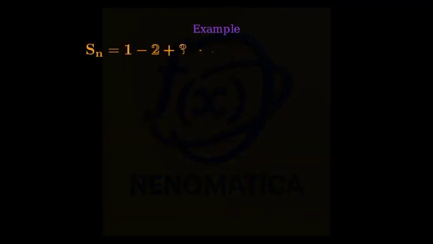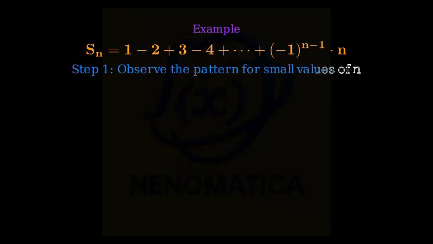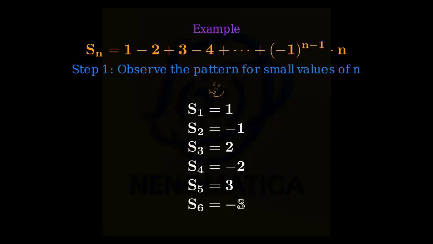Example. Our goal is to find a closed form for the alternating series s sub n equals 1 minus 2 plus 3 minus 4 plus and so on, up to (negative 1) to the power n minus 1 times n. Step 1. Observe the pattern for small values of n. Quick challenge. What is s sub 4? Compute s sub 1 through s sub 6.